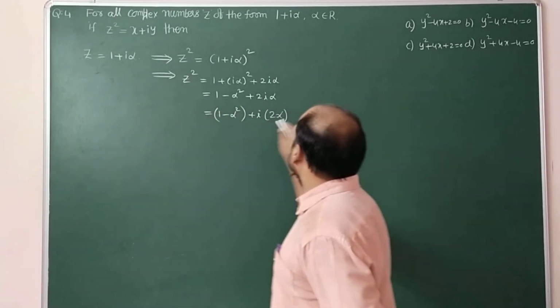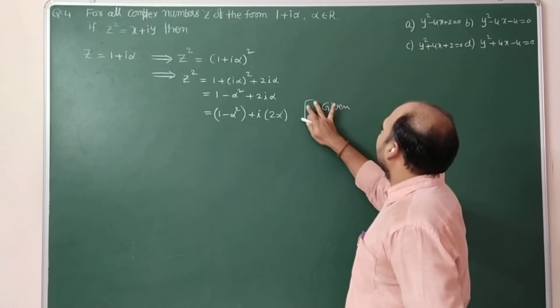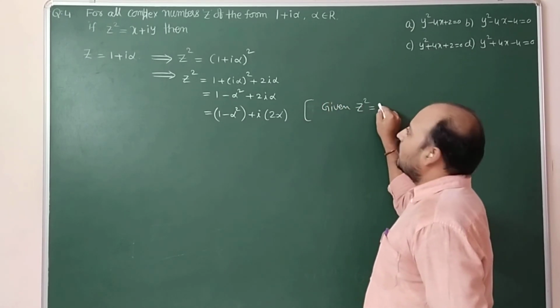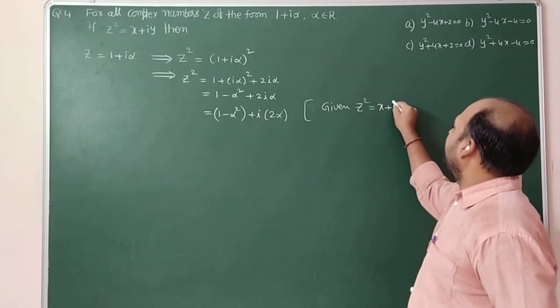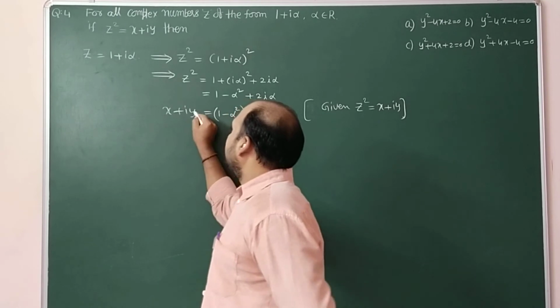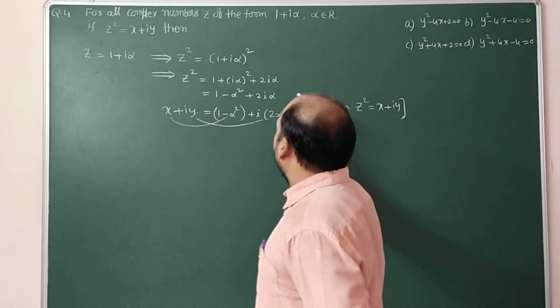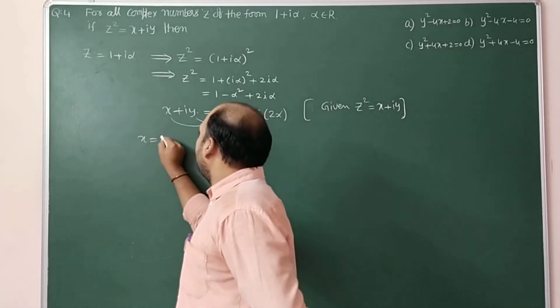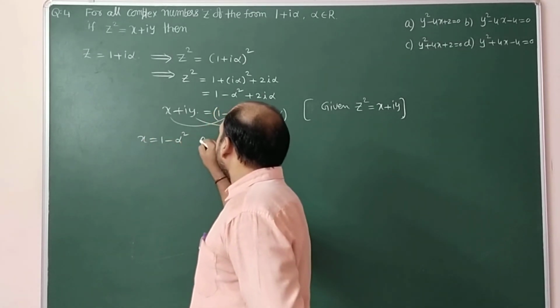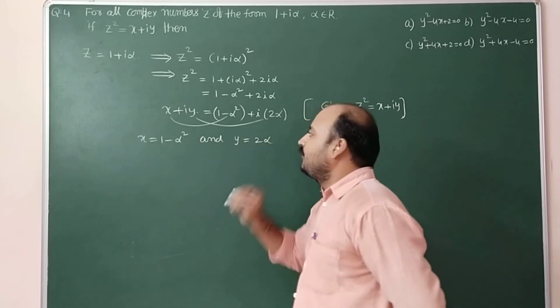So what is z square? Since it is given that z square equals x plus iy, x plus iy is equal to z square. So comparing real and imaginary parts, x is equal to 1 minus alpha square and y is equal to 2 alpha.